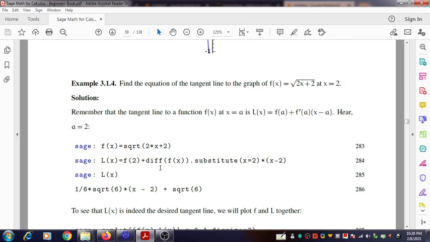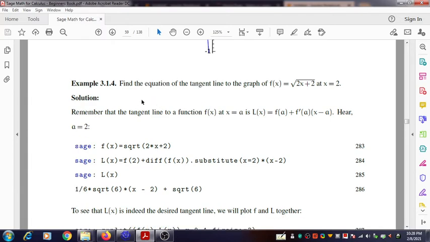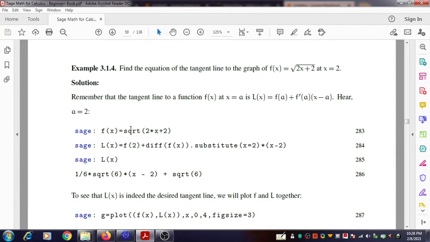Okay, next thing we are going to discuss is another example. We are going to discuss another example, that is, find the equation of the tangent line to the graph f(x) equal to root of 2x plus 2 at x equal to 2. So what's the question? Find the equation of the tangent line to the graph f(x) equal to root of 2x plus 2 at the point x equal to 2.